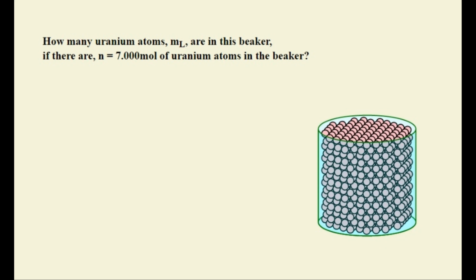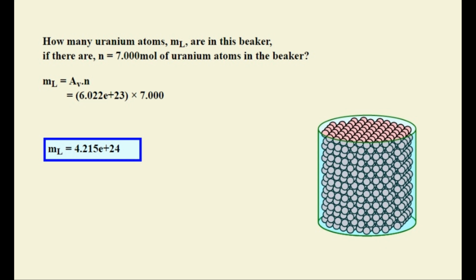Another example is given here to work out the number of atoms of a given amount of substance from the amount of moles of it. We firstly use this equation like we used it before, and the variable we want is already the subject, so there's no need to manipulate it. Then we substitute all the numbers in, and so we arrive at this number giving the number of atoms in the beaker.